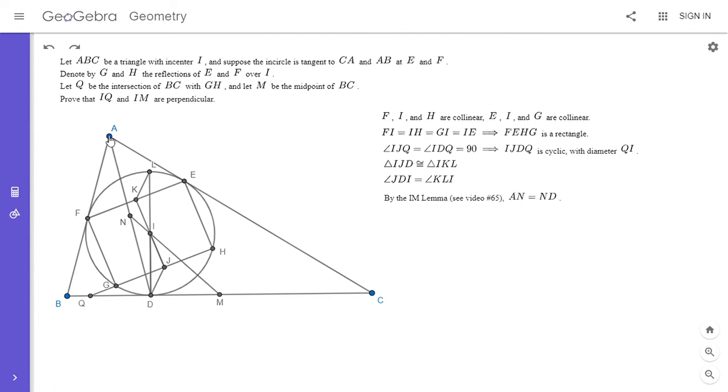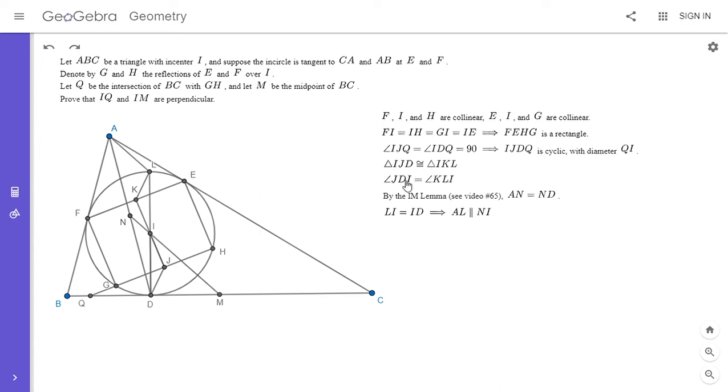Okay, so AN is equal to ND, and we also have LI is equal to ID. So I is the midpoint of LD, and N is the midpoint of AD, so AL has to be parallel to NI. So I'm going to write this out. Since LI is equal to ID, and AN is equal to ND, we have to have AL parallel to NI. All right.